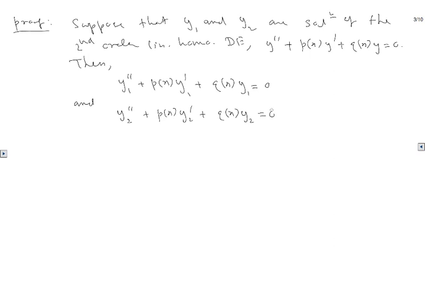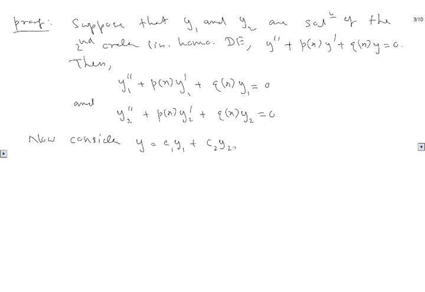Now we're going to consider the linear combination. So now consider y equals c1 y1 plus c2 y2. We're going to define this new function and plug it into the left side of the differential equation and see whether we can simplify.